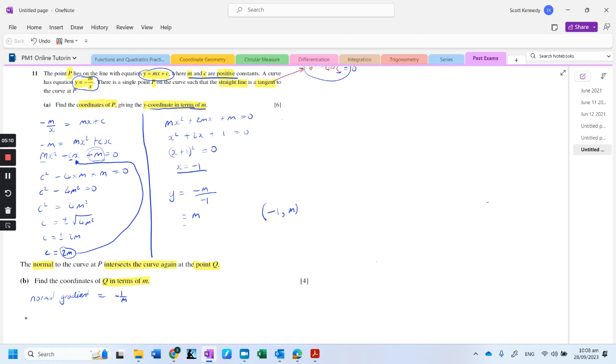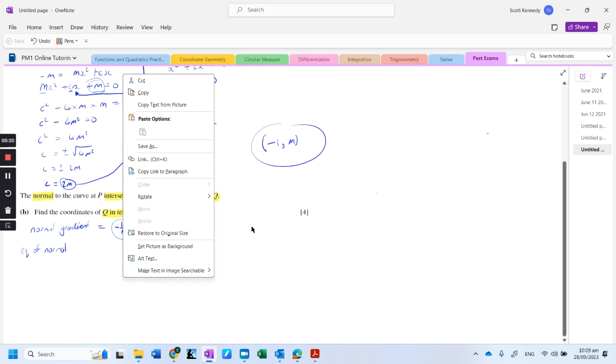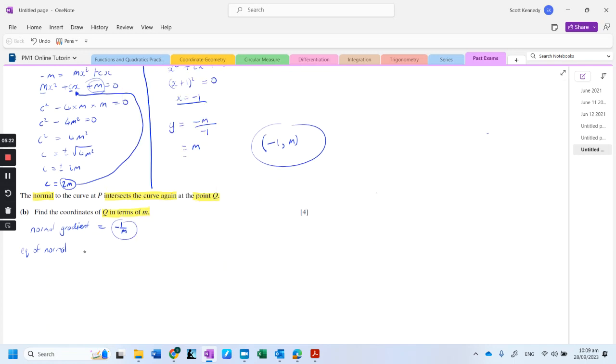So we can give the equation of the normal because we have the gradient, and over here we have a point on the curve. Okay, so y minus m equals negative 1 over m into x minus minus 1. So y minus m equals negative x over m minus 1, and it's all over m.